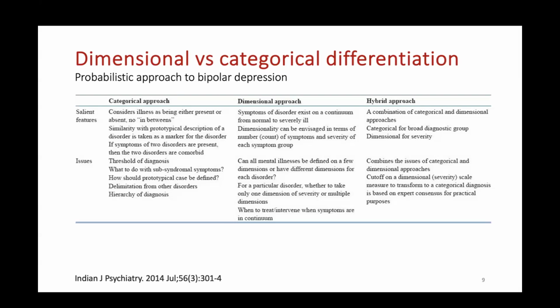What should come first? But if you look at the dimensional approach, can all mental illness be defined on a few dimensions, or have different dimensions for each disorder? For a particular disorder, whether to take only one dimension of severity or multiple dimensions. Like if you have 5 categories or 5 dimensions of an illness, do we look at severity in terms of one dimension, or do we group together all the 5 symptomatologies into their severity and then talk about the severity of the illness as a whole? When to treat or intervene when symptoms are in a continuum. So the hybrid approach talks of combining both.